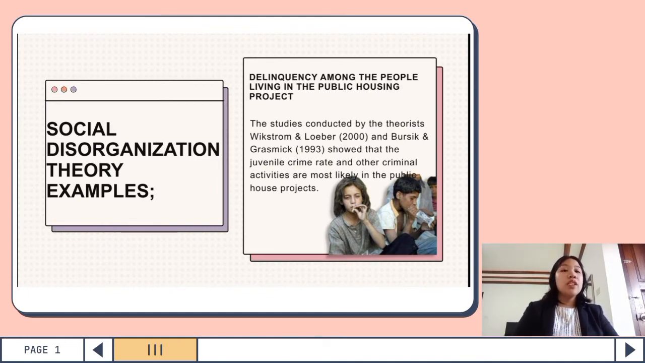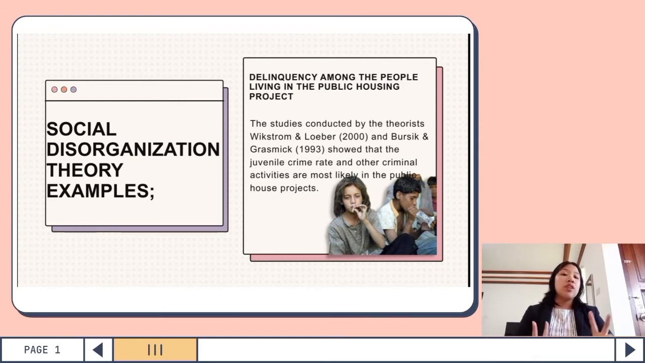The first is delinquency among the people living in public housing projects. The studies conducted by Wickstrom and Lover in 2000 and Bursik and Grasmick in 1993 showed that the juvenile crime rate and other criminal activities are most likely in public housing projects. Based on their studies, a lot of youths are engaged in different illegal activities, and the common youth who engage in this is living in a public housing project.